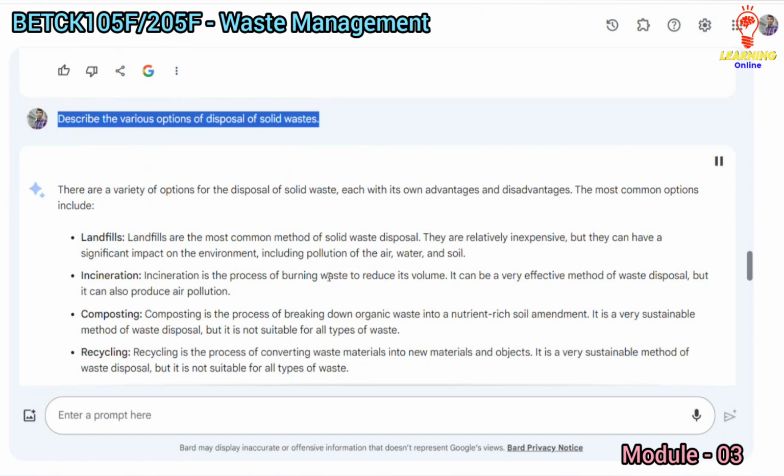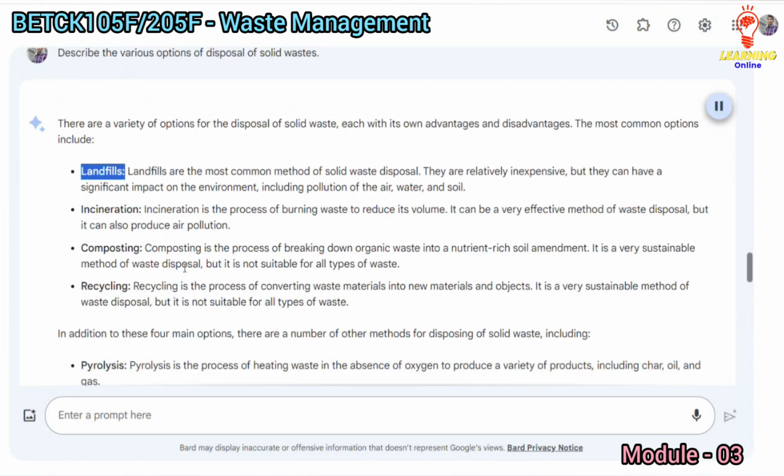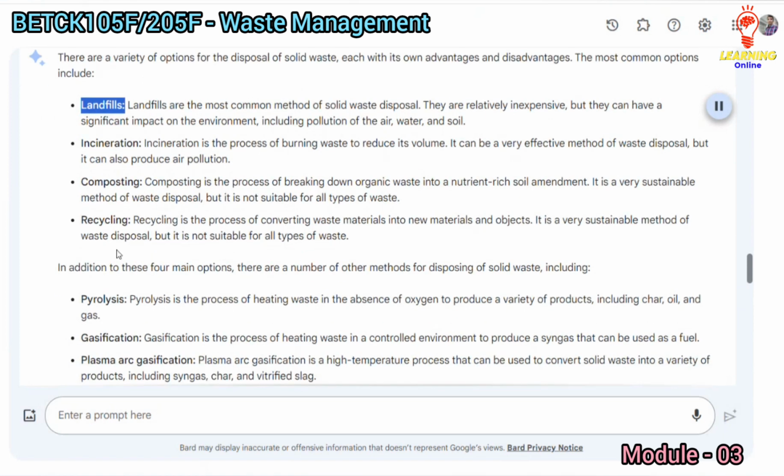There are a variety of options for the disposal of solid waste, each with its own advantages and disadvantages. The most common options include landfills. Landfills are the most common method of solid waste disposal. They are relatively inexpensive, but they can have a significant impact on the environment, including pollution of the air, water, and soil. Incineration. Incineration is the process of burning waste to reduce its volume. It can be a very effective method of waste disposal, but it can also produce air pollution.